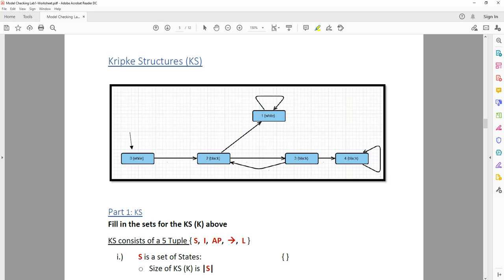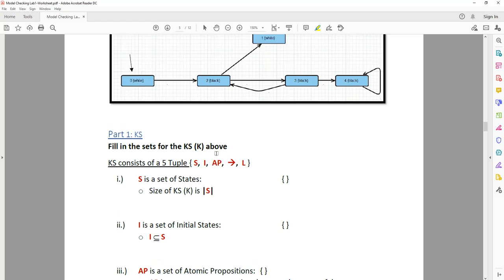Next we move on to Kripke structures. These are similar to label transition systems, except now you notice that we have no actions taking us from one state to another state. And you'll also notice that instead of our states simply being called 0, 1, 2, 3, and 4, we now have atomic propositions as part of our states. So let's go through what a Kripke structure is and the differences to a label transition system.